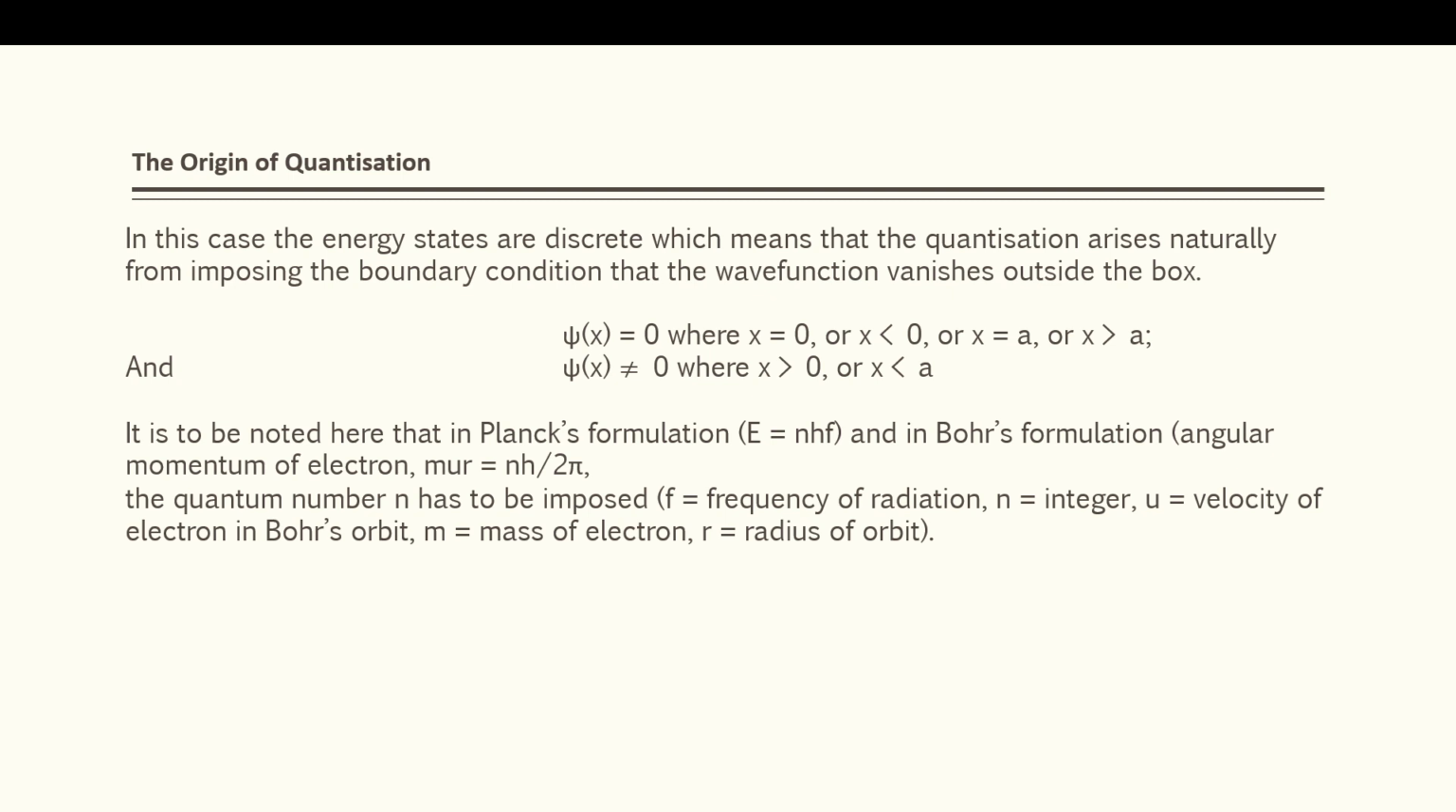Origin of quantization. You see, in this case, quantization has originated naturally by applying the boundary conditions noted here. In Planck's formulation of energy, E equal to nhf, n was introduced from outside on an ad hoc basis. Similarly, in Bohr's model, angular momentum equal to nh upon 2 pi, n was introduced from outside on an ad hoc basis. But here in the 1D box problem, n appears naturally.